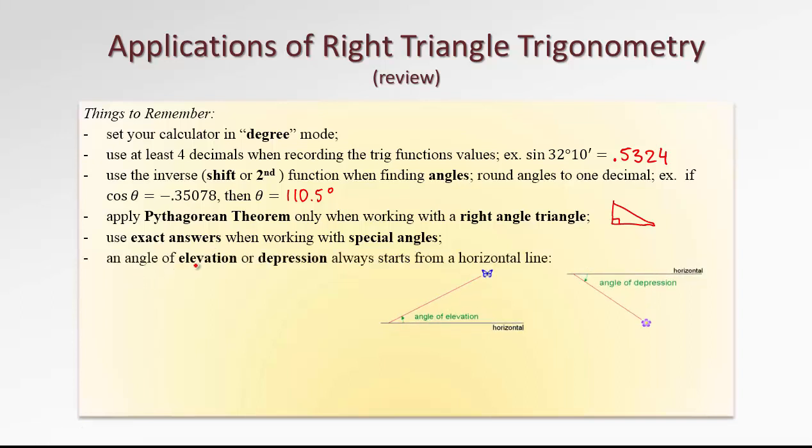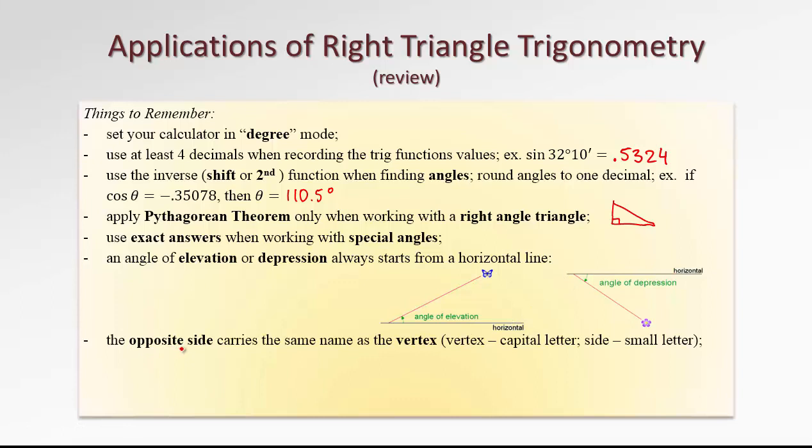Some word problems refer to angles of elevation or depression. Remember that both of these terms refer to angles that start from a horizontal line, and then angle of elevation elevates its terminal side up, and the angle of depression drops its terminal side down. So we always start from horizontal line, and then we either elevate the second arm or we drop the arm to obtain the angle of depression. But both of them start from a horizontal line.